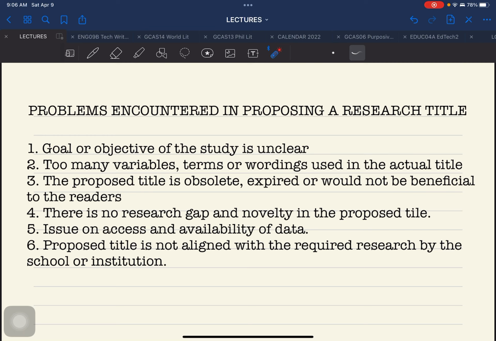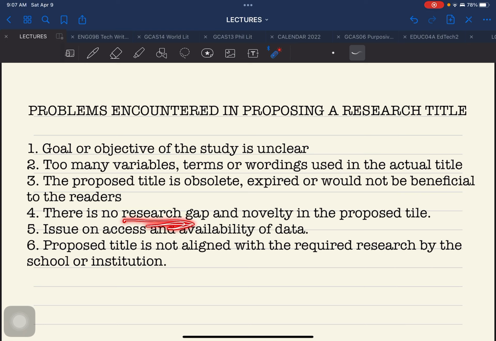Because if it is already obsolete and expired because you waited so long and it took you a very long time to accomplish the study, to the point that the issue that you're investigating already has vaccines or solutions presented, then your study would be considered obsolete. Okay, the next issue. In proposing a research title, there is usually a research gap.